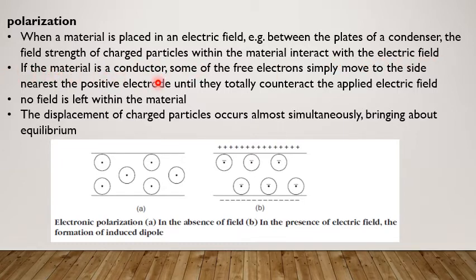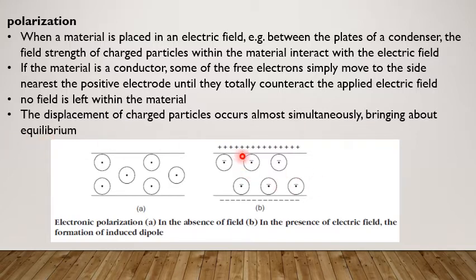If the material is a conductor, what will happen? Free electrons will simply move from the negative to the positive plate, electric conduction will take place, and no field is left within the material. Free electrons move to the side nearest the positive electrode until they totally counteract the applied electric field. The displacement of charged particles occurs almost simultaneously, bringing about equilibrium.